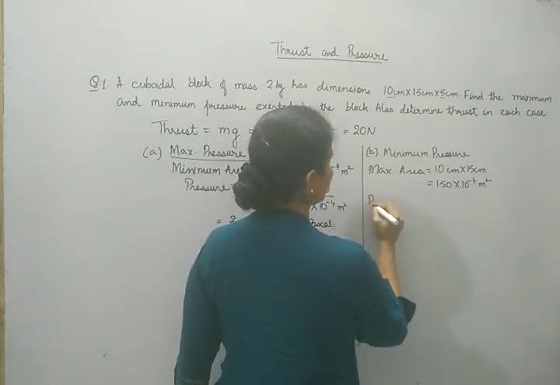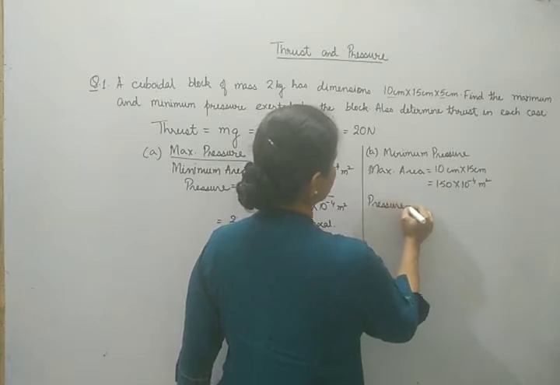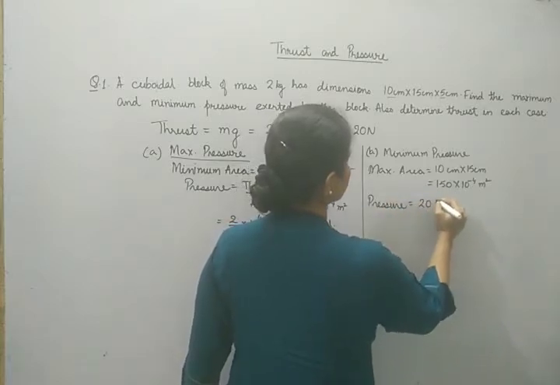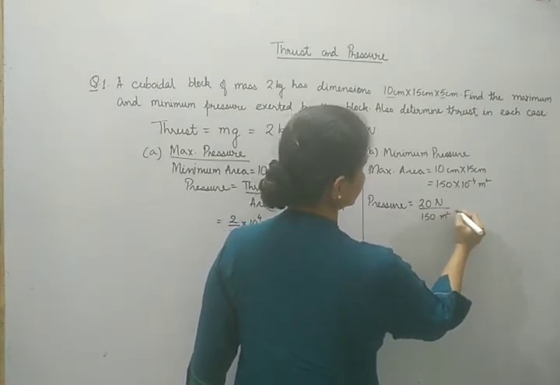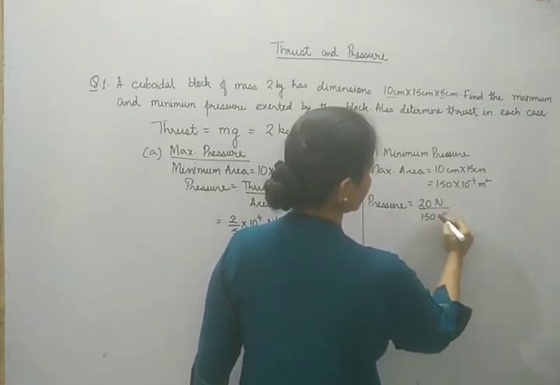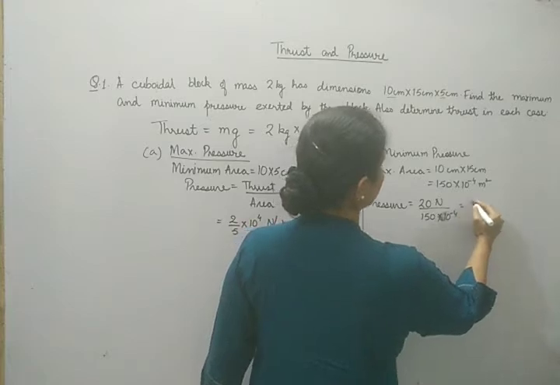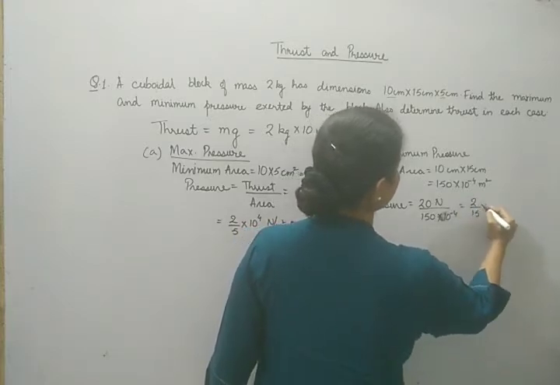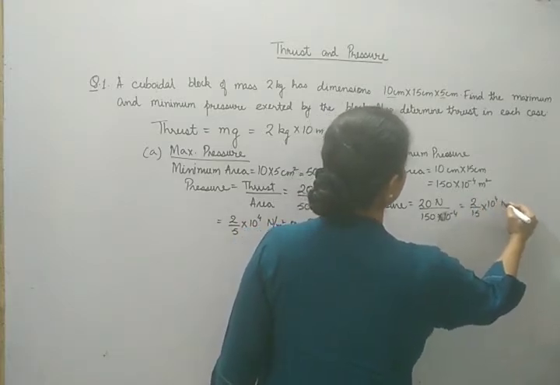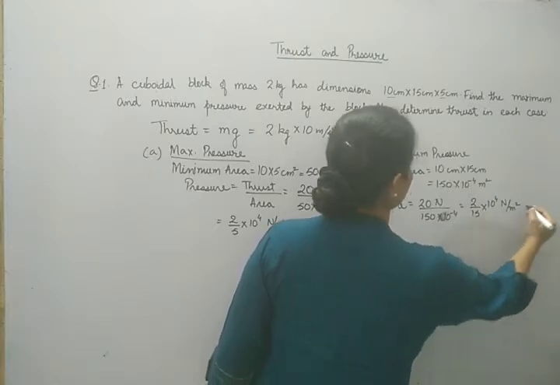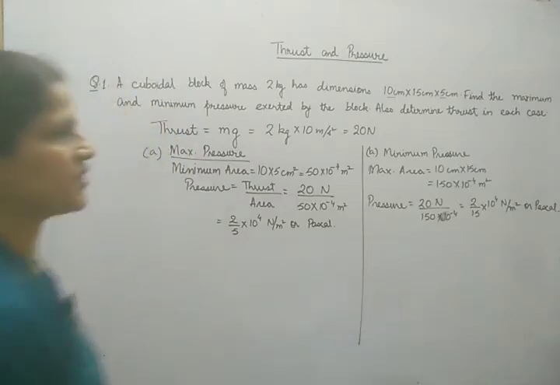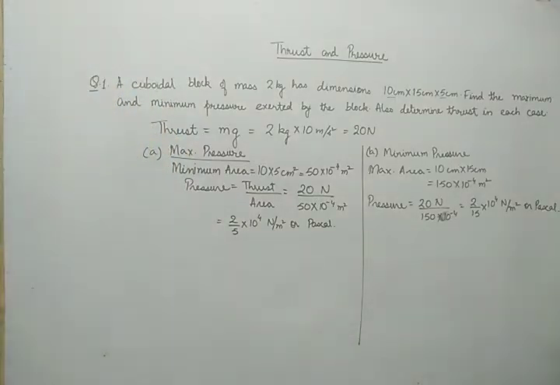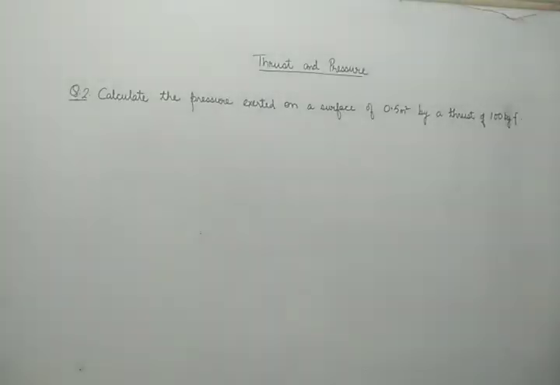So pressure will be equal to thrust, which is the same, upon area. So this gives us 2 upon 15 multiplied by 10 raised to the power 4 Newton per meter square or Pascal. So this is the minimum pressure that we obtain by the block, which is given to us.